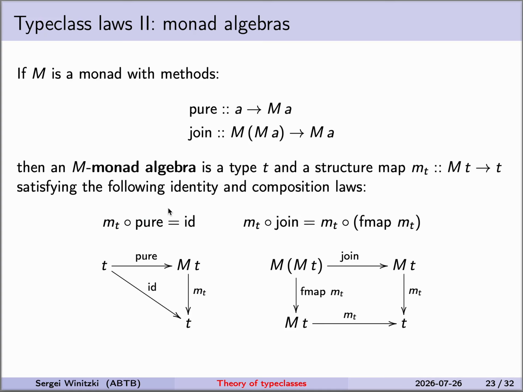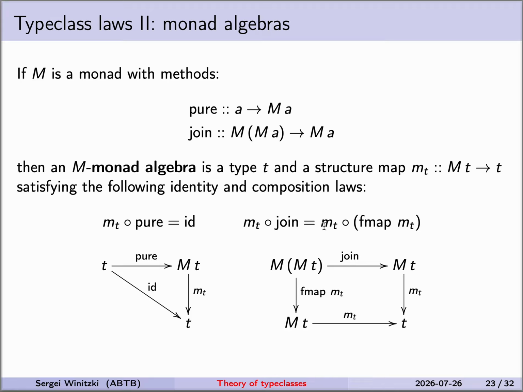In my book, actually, I use a different notation where I have a straightforward left to right composition. First I write pure, then I write a semicolon, and then the structure map. Anyway, here I will keep writing this way because it's not so important. I'm not going to do a lot of derivations here.